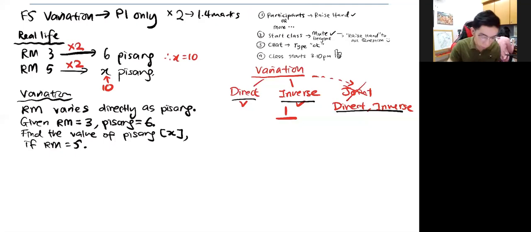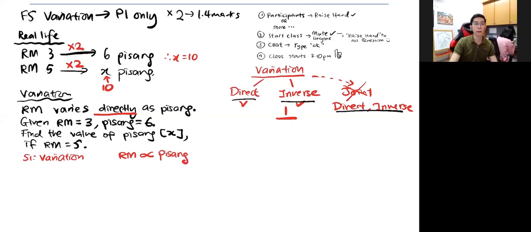So our question, now look at the question. I'll be starting my questions over here already. This is the one I'm going to show you now. RM varies, underline, directly. Directly means you straight away write. Correct? So what do I mean by straight away write? Look at the steps, the correct way of writing it. Step 1, the variation. I'll be writing here, RM varies pisang.